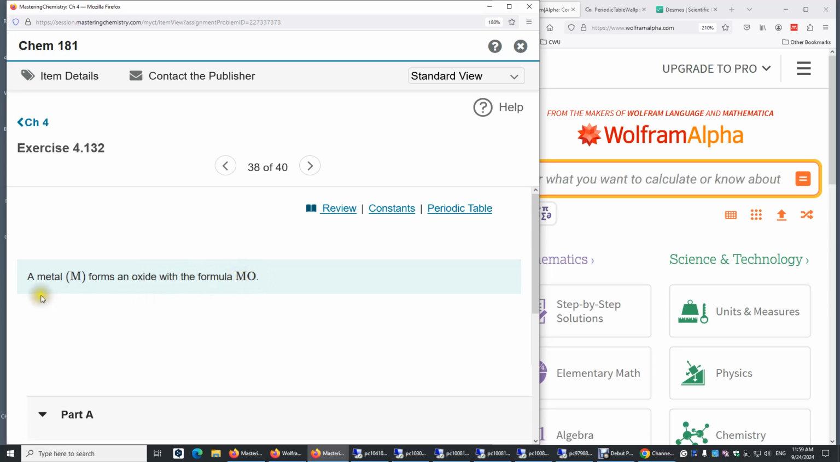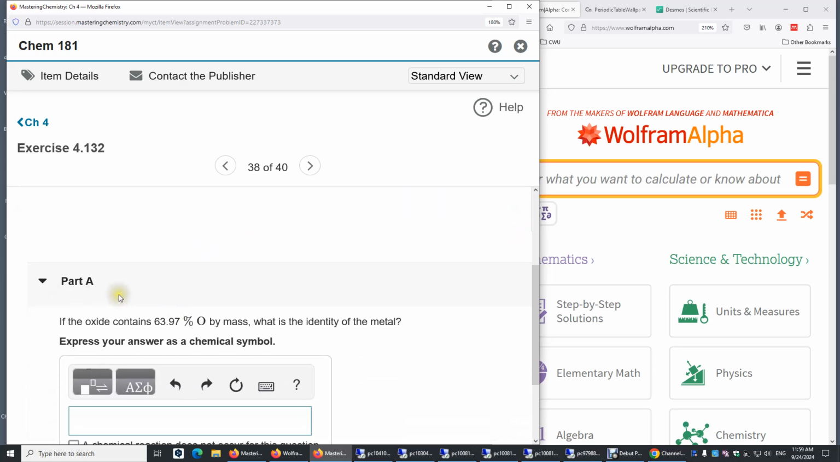M denotes the metal, and we notice there's a 1-to-1 ratio between the metal and oxygen. Part A. If the oxide contains 63.97% oxygen by mass, what is the identity of the metal?